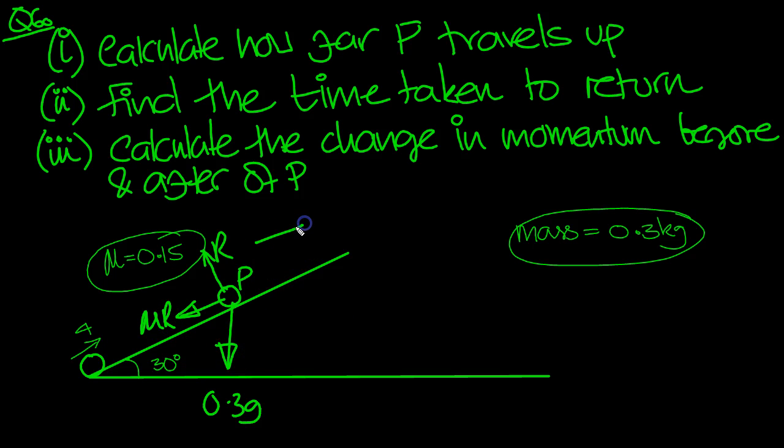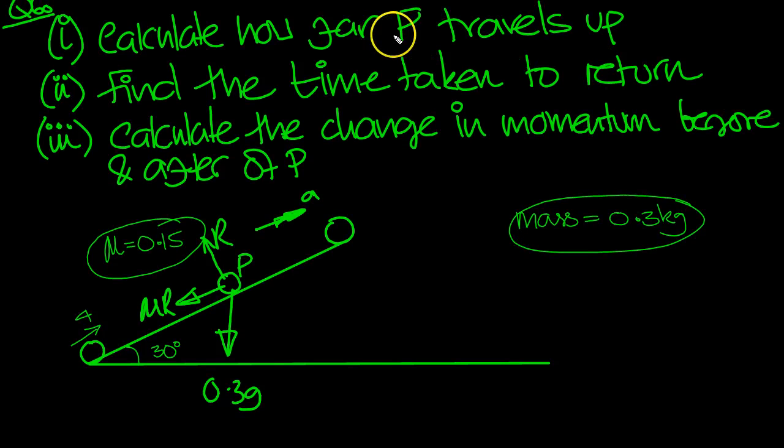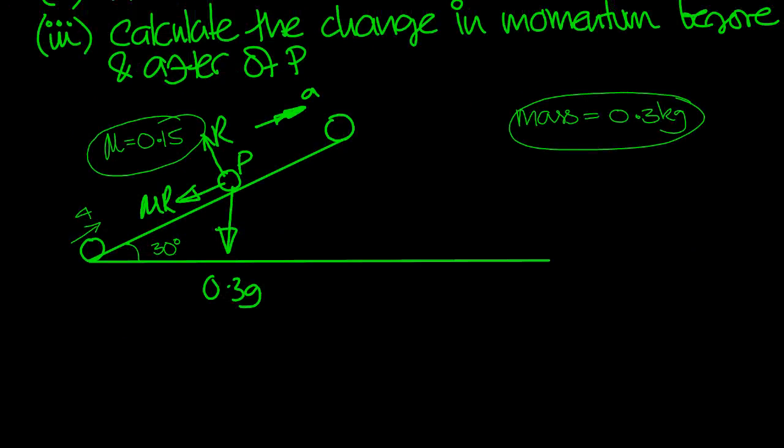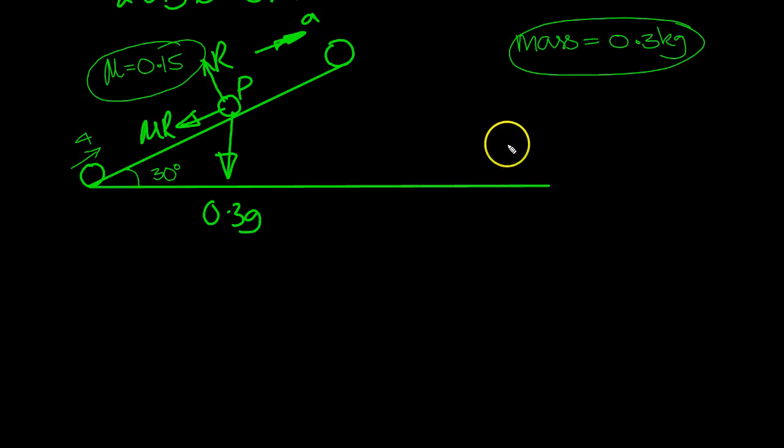And it will go up with an acceleration a up the plane, and it starts off at 4 meters per second. We'll go up, we'll come to an instantaneous rest here before it starts to slide back down. So the first thing is, how far does P travel up the plane? So let's look at that then.